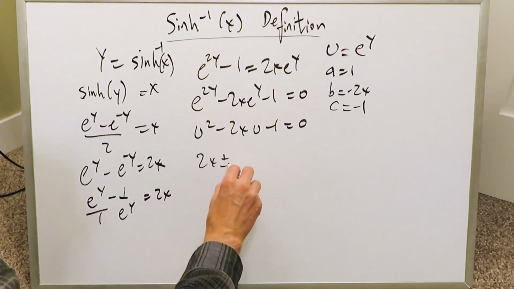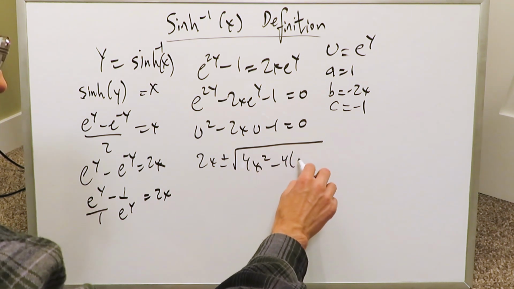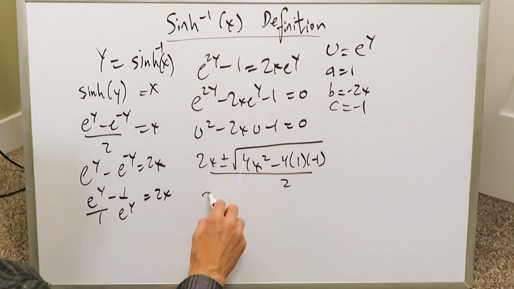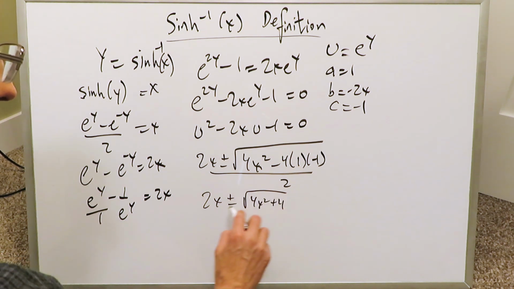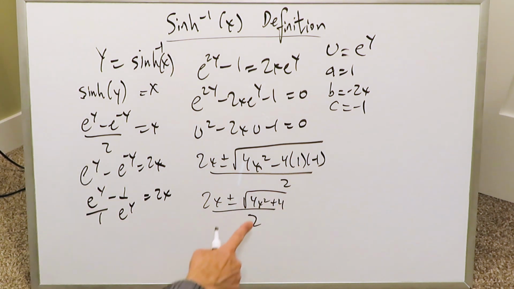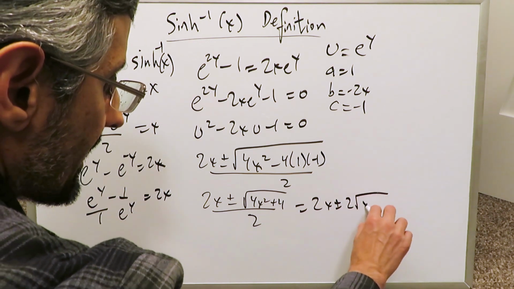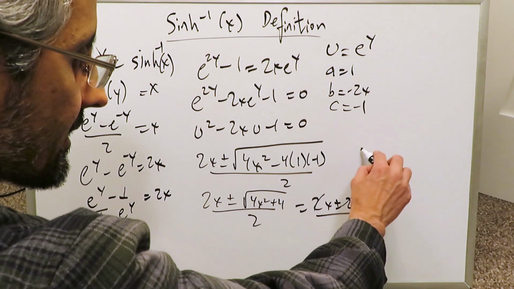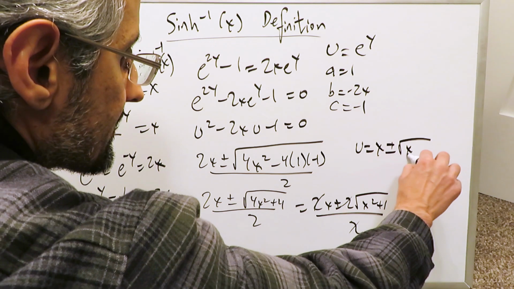You'll have 2x plus or minus the square root of b squared, which is 4x squared, minus 4 times a times c, all over 2. You know this is not going to be anything out of the ordinary. You'll have a 4x squared plus 4 over 2. If you were to isolate from that radical a 4, it could come out like this: 2x plus or minus 2 root x squared plus 1 over 2. All of these 2's will cancel out, and you're left with u is equal to x plus or minus root x squared plus 1.